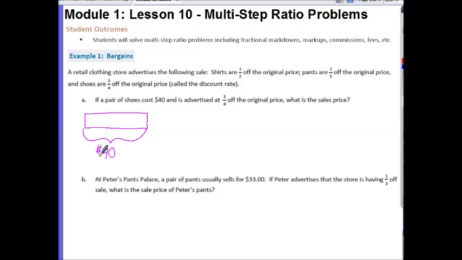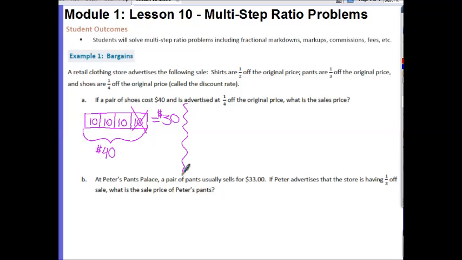And what we're told is that it's advertised at 1/4 off the original price. So what I want to do with my bar is break it up into quarters. So let's first break it up into halves and then into quarters. I can see that if this whole bar is $40 and each of these are the same size, that tells me that 40 divided by 4 would give me $10 each. And if it's 1/4 off, it means one of these is going to be taken off, leaving us with 10, 20, 30. So the sales price is $30.